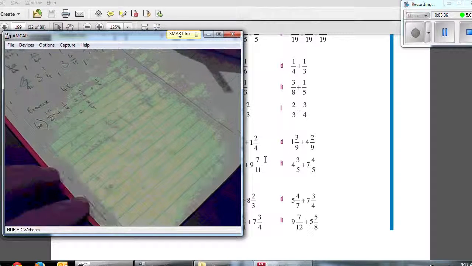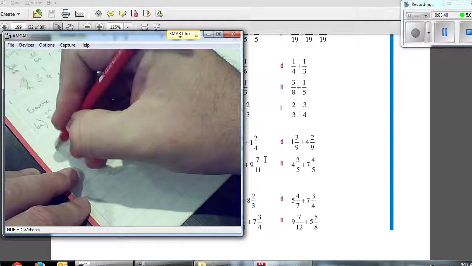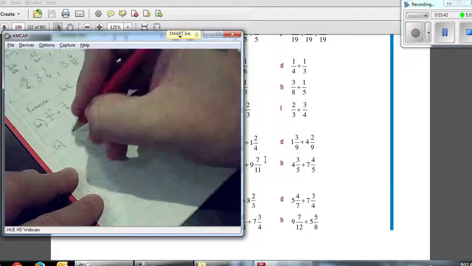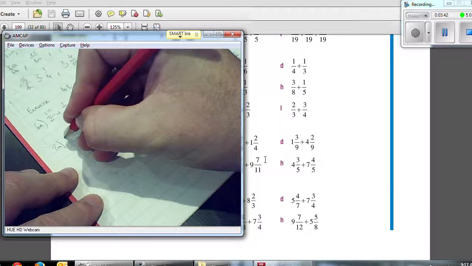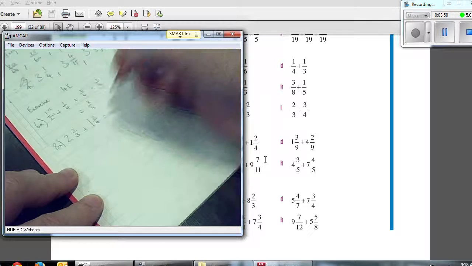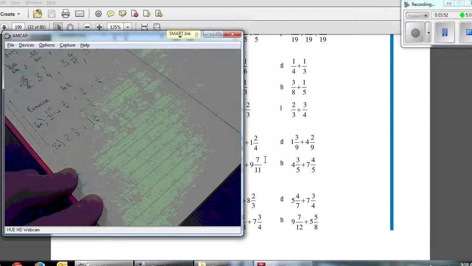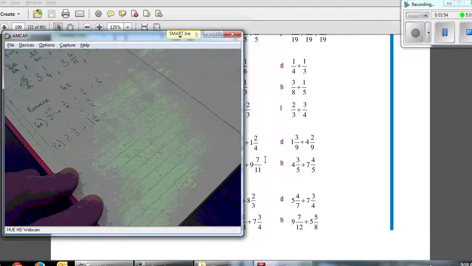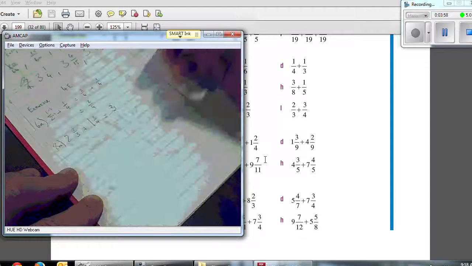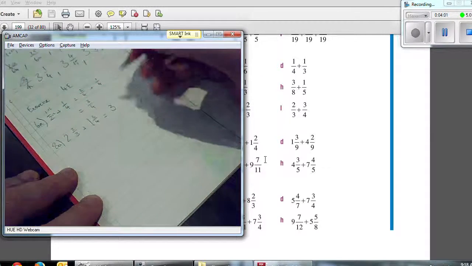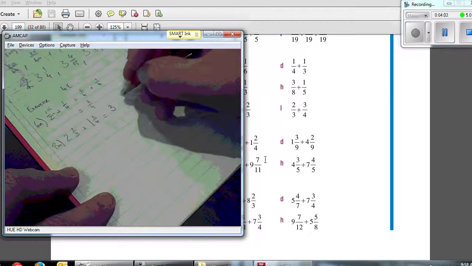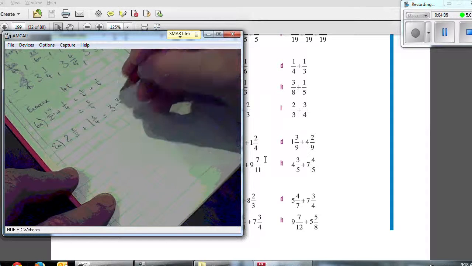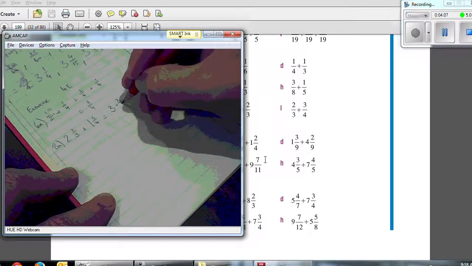So if we have a look at 8a, our question is 2 and 2/3 plus 1 and 3/4. Firstly, I need to find a common denominator for these. The first thing that I'm going to do is add my whole numbers together. 2 plus 1 is 3. Then I'll rewrite my question, because I'm going to add those on at the end.